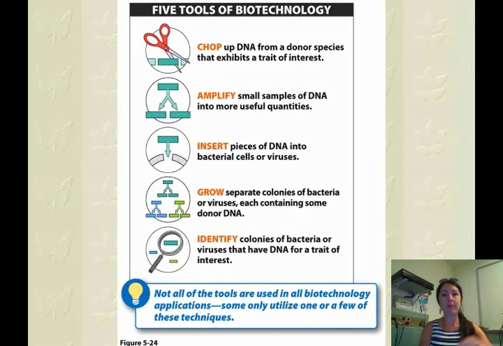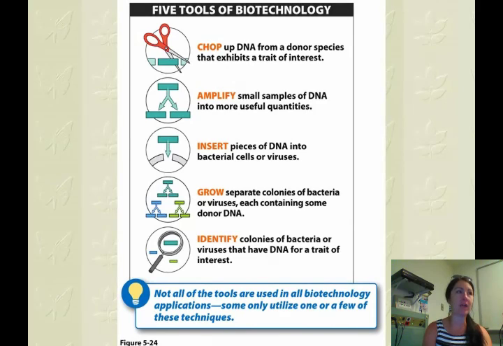So they were able to chop up the DNA inside of human cells, and they were able to work the insulin gene into bacterial cells and get the human insulin that they wanted. Another thing that we have to be able to do is amplify small samples of DNA into more useful quantities.